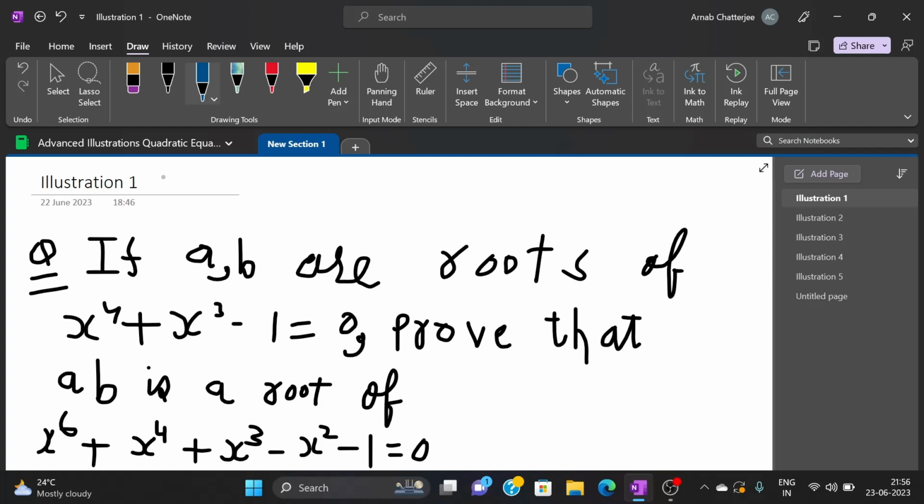The first illustration is taken from Pathfinder book, and the problem goes as: if a, b are roots of this given equation, then prove that ab is a root of this equation.